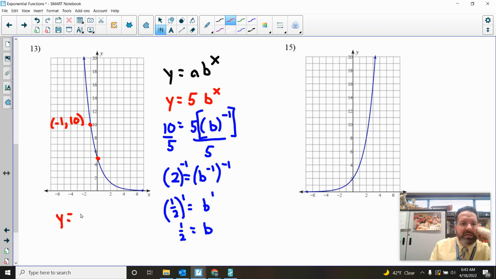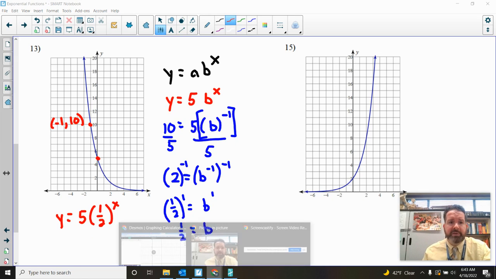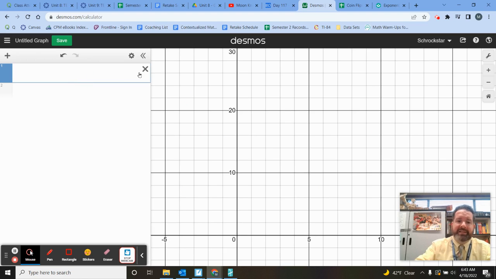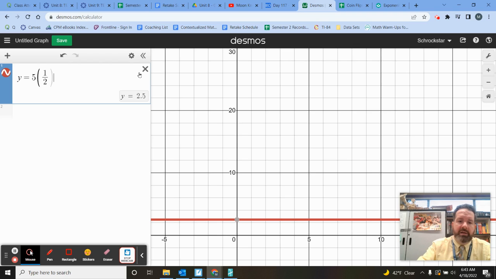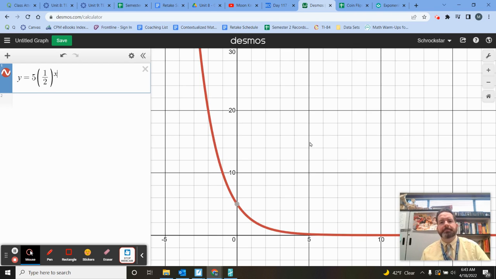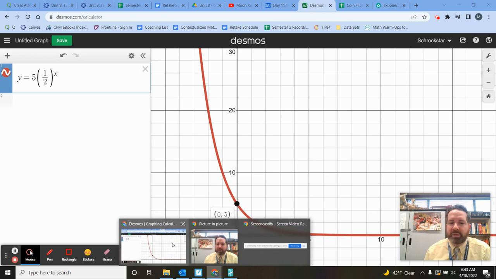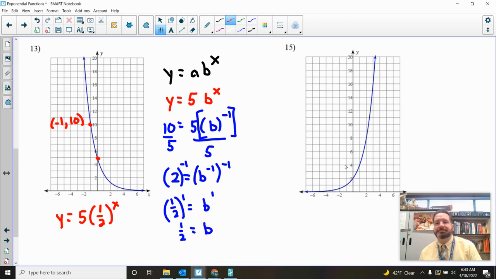So give it a look. y equals 5 times 1/2 to the x power. And then if I were you, last thing I would do is pull up a Desmos, graph it, and look at it. So I think my answer is y equals 5 times 1/2 to the x power. It goes through (0, 5) and goes through (-1, 10). We're in good shape. We are in good shape.